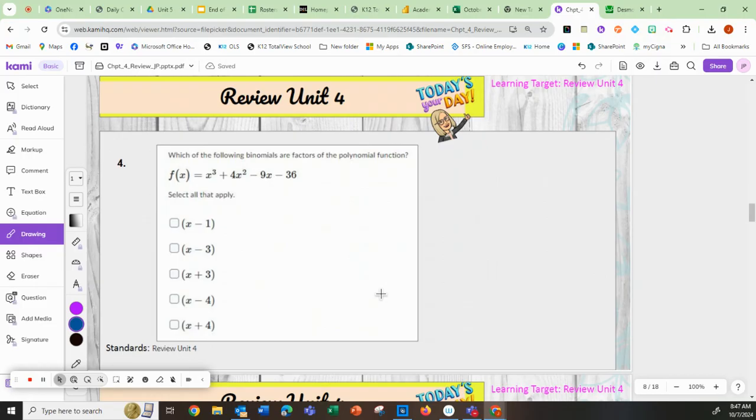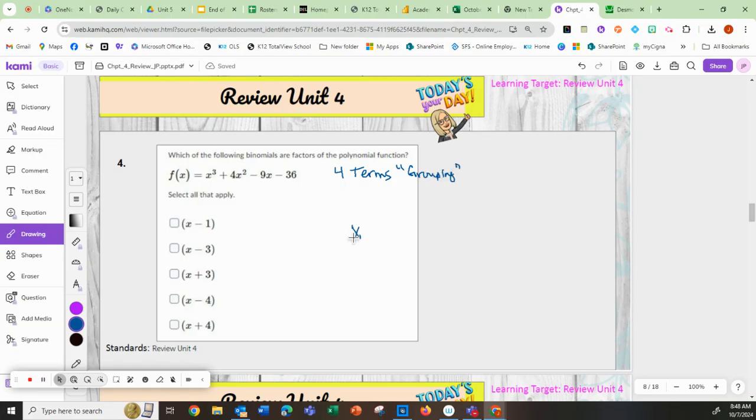Number 4 is asking us which of the following binomials are factors of the polynomial. And this particular problem will straight up factor. So if I count the number of terms, I have 4 terms. So that's a clue. When we studied factoring in Unit 3, that's a clue that we factor by grouping. So I'm going to start with grouping.